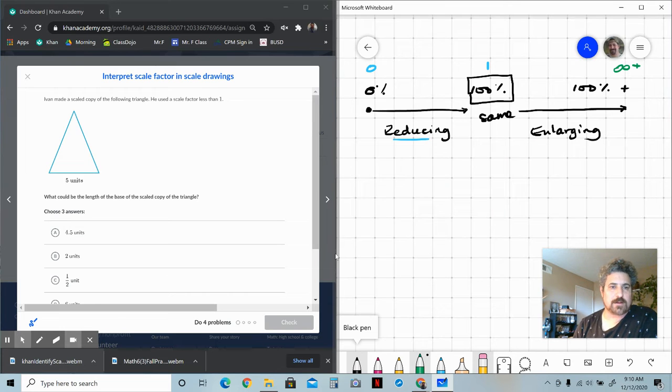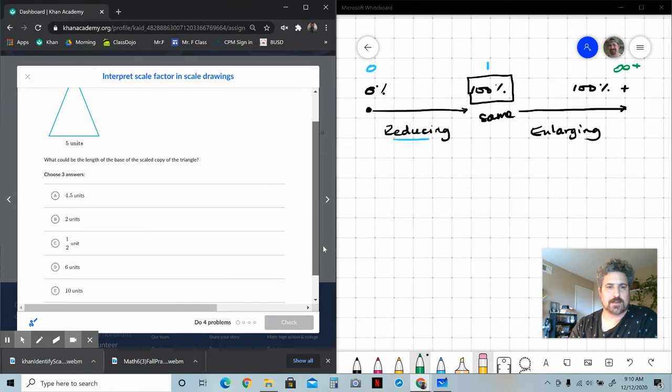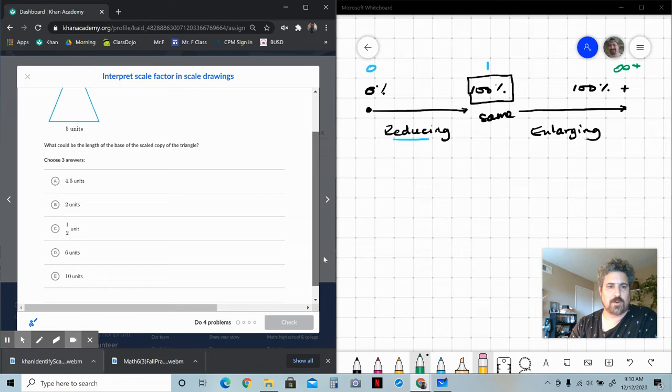It says, Ivan made a scale copy of the following triangle. He used a scale factor of less than 1. What could be the length of the base of the scale copy of the triangle? Well, it has to be a value that is less than 1, right? Well, it could be any size as long as it's less than 5, right?